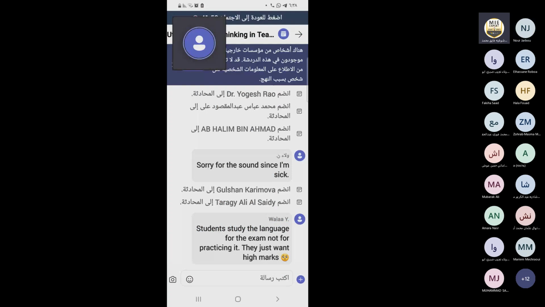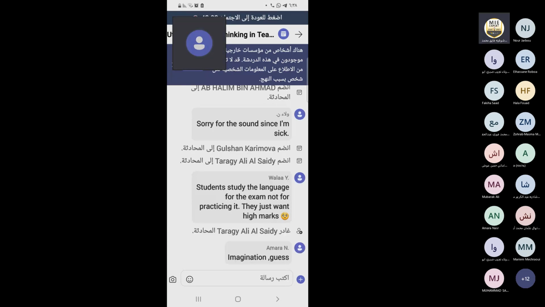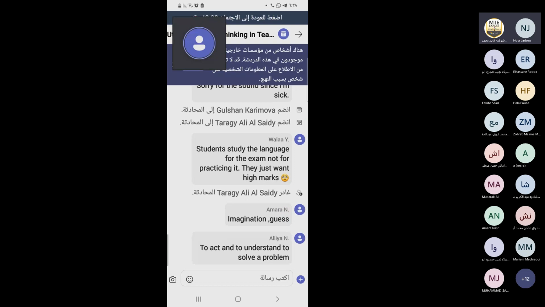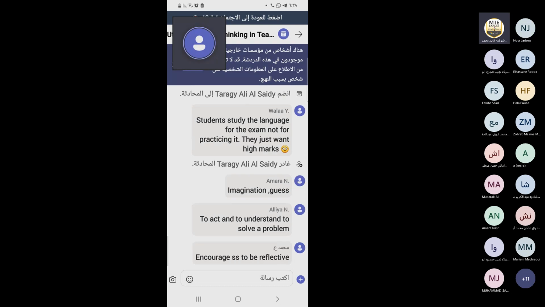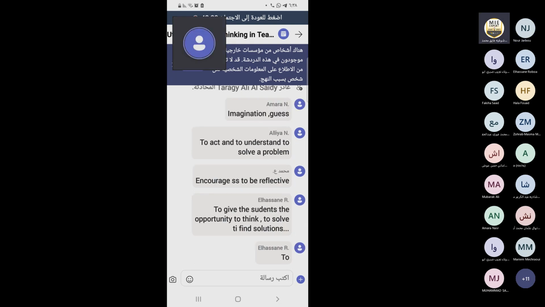Yes, Ms. Wala, as students study the language, examining it, they just want high marks. Yes, it is a reality, Ms. Wala. You are right. Yes, Amara adds imagination. Yes. Yeah, great. Imagine. They need to imagine. Yes, to think, maybe here Aliyah adds to act and to understand, to solve a problem. Mr. Muhammad has encouraged students to be reflective, nice. Al-Hassan adds to give the students the opportunity to think, to solve it, and to find solutions.